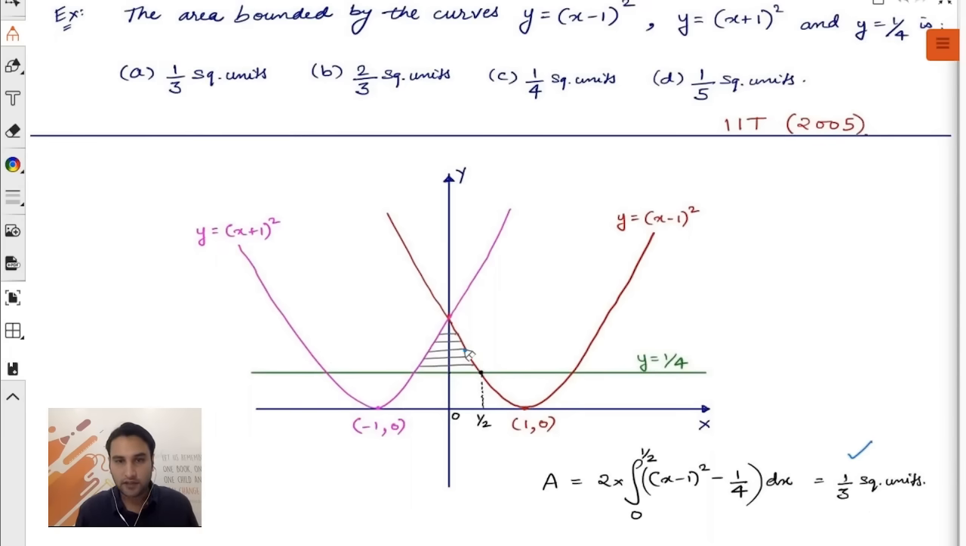Okay? What do we do? We do it like this. It is the integral of y2, that is the upper graph's y, let me call it y2, minus the lower graph's y, y1, y2 minus y1 dx, integral from 0 to this point, which is half. So this is the area of this portion, into 2 for the area of the entire portion. Upper y is nothing but what? (x minus 1) whole square. Lower y is 1 by 4. That's it, simple integration. This will be your answer.